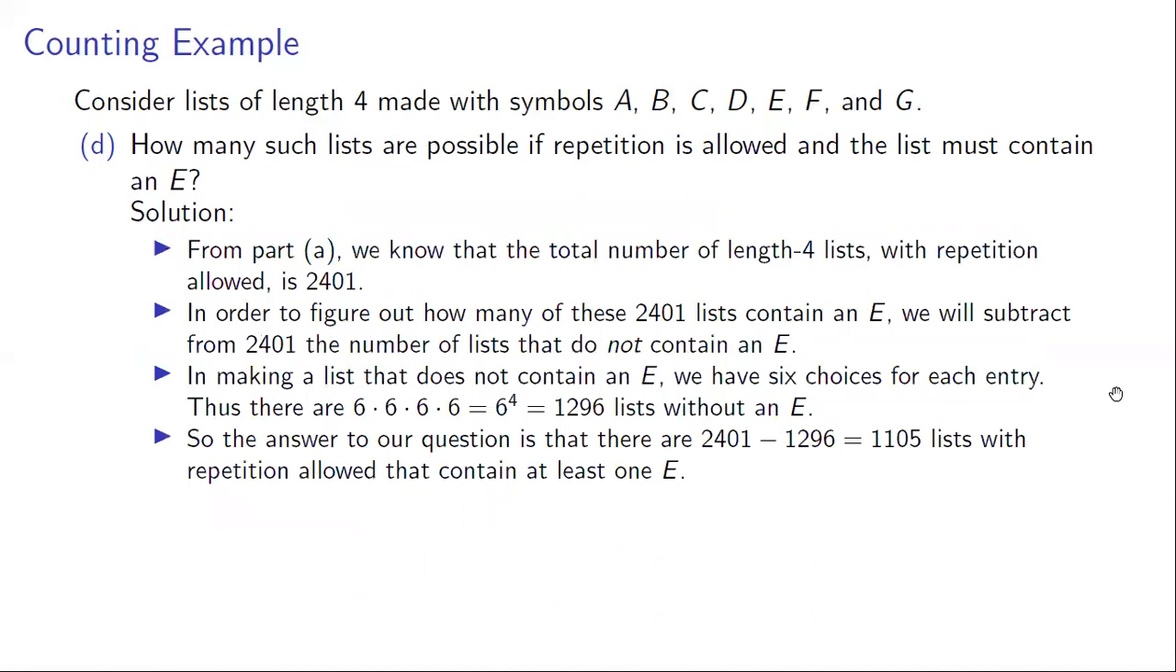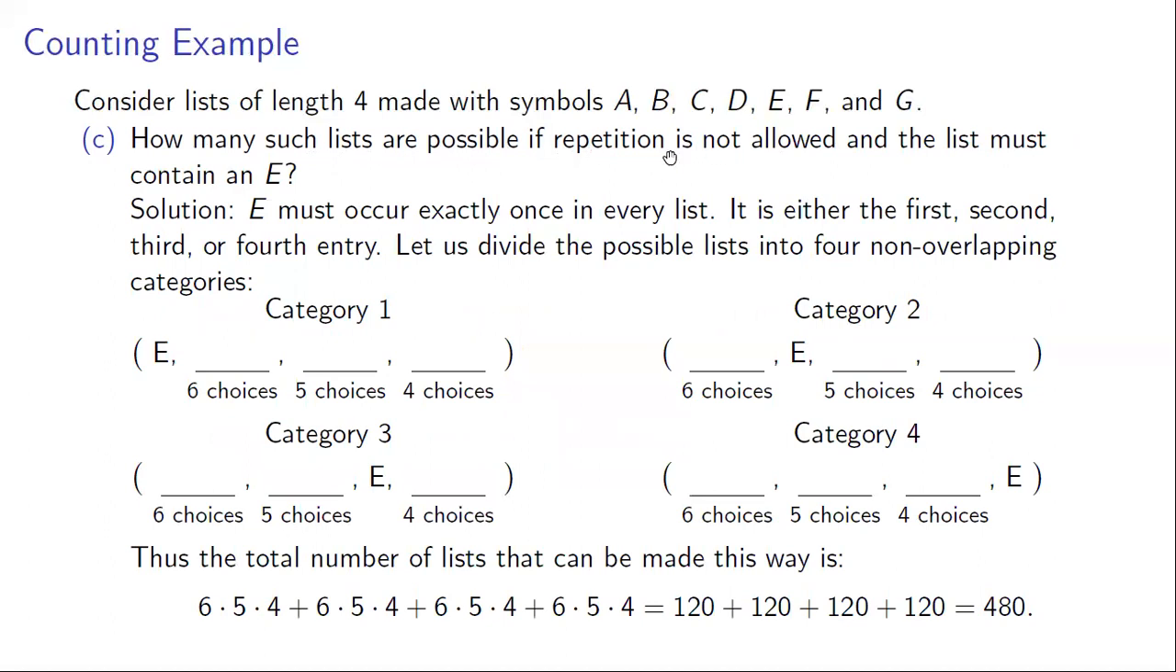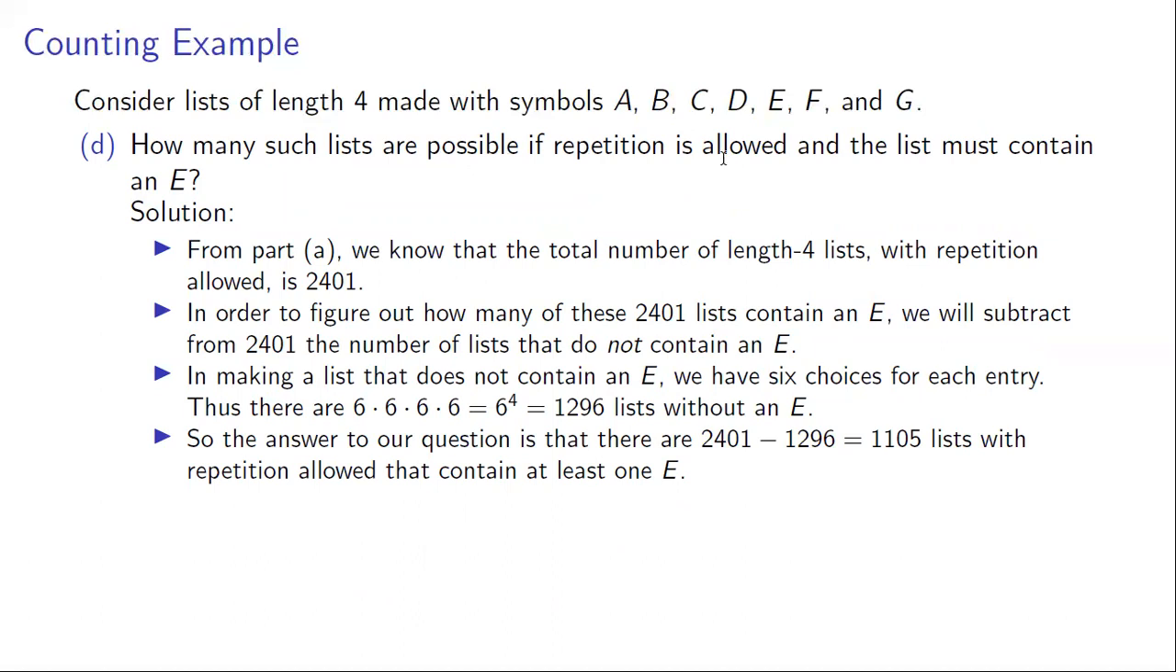Next part of the example. So again, we're talking about lists of length 4 made with the symbols A, B, C, D, E, F, and G. And then the question is, I should have put in a pause here, meaning I should have broken up the slide, but okay. The question is, how many such lists are possible if repetition is allowed, and the list must contain an E? So it's very similar to the previous one, except that in the previous one, repetition is not allowed and the list must contain an E, and here repetition is allowed and the list must contain an E.